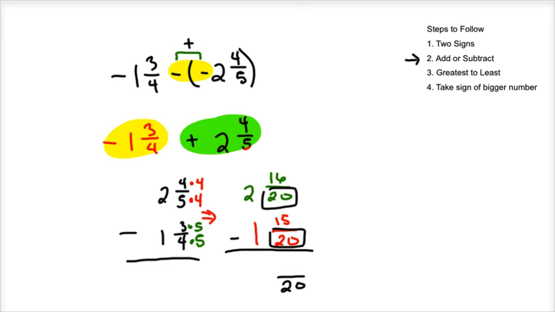Fractions first, 16 minus 15, I get 1. And then your whole numbers, 2 minus 1, 1. So 1 and 1/20. And again, my final question to myself is, is this a positive 1 and 1/20 or a negative 1 and 1/20?